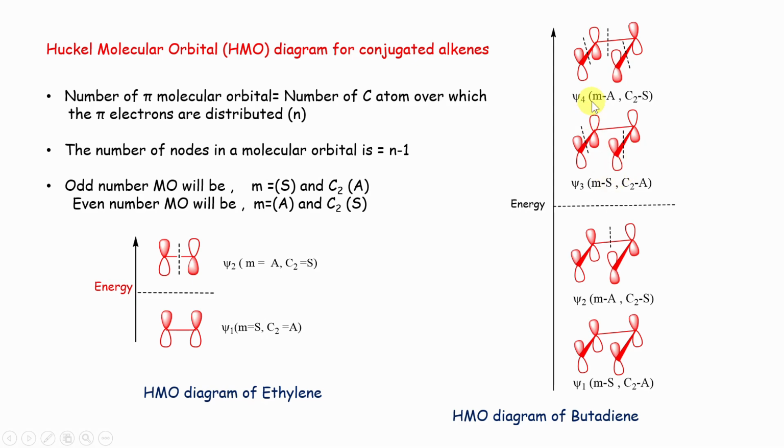Then psi 4. Psi 4 is an even number, so it is antisymmetric with respect to the mirror plane and symmetric with respect to the C2 axis. 4 minus 1, that is the number of nodes, is equal to 3. So there are 3 nodal planes indicated by these vertical dashed lines. It is the Huckel molecular orbital diagram of butadiene.